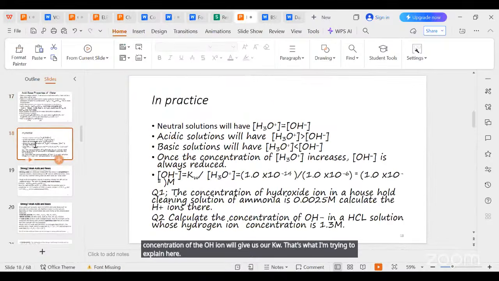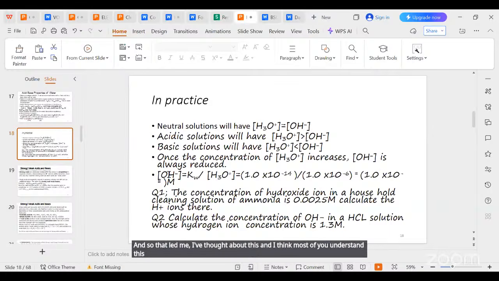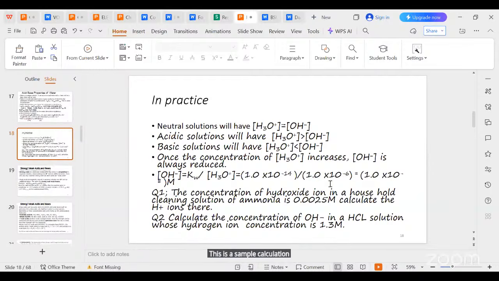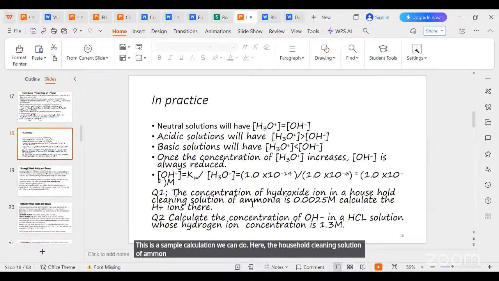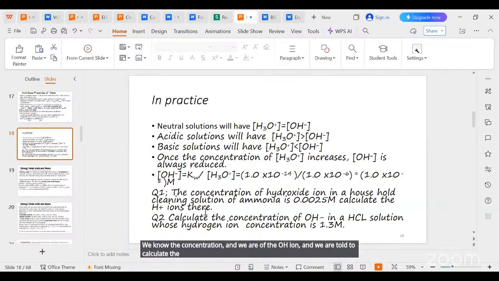I've thought about this, and I think most of you understand this. And so if you use that equation, you can do a lot of calculations. This is a sample calculation we can do. Here, the household cleaning solution of ammonia, we know the concentration of the OH ion, and we are told to calculate the H ion.